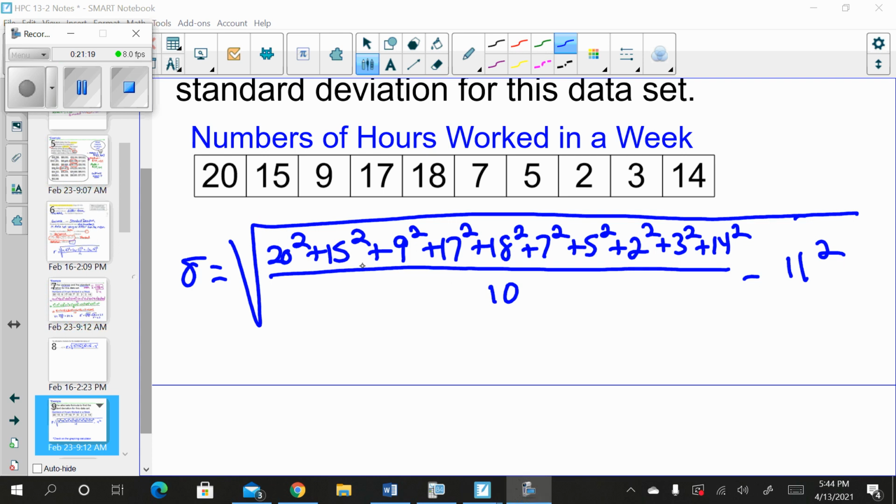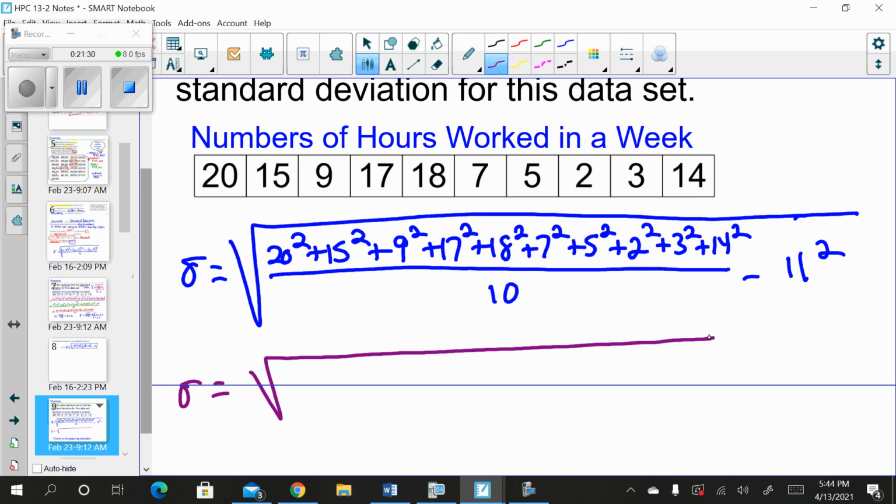All right, so I have squared all my scores, summed them up, divided by 10, and then subtracted the average, the mean, 11 squared. So that's the alternate formula. Some people prefer this one because they think it's a little bit easier to look at. So we can total up all of those scores.